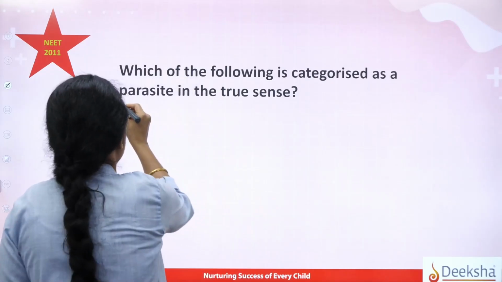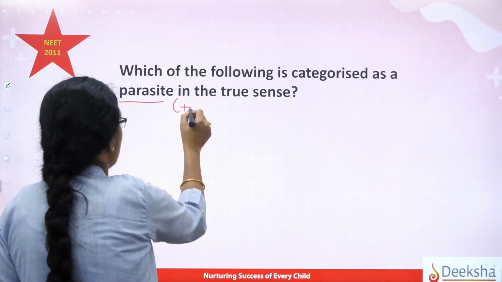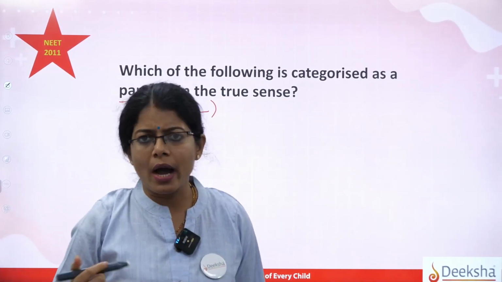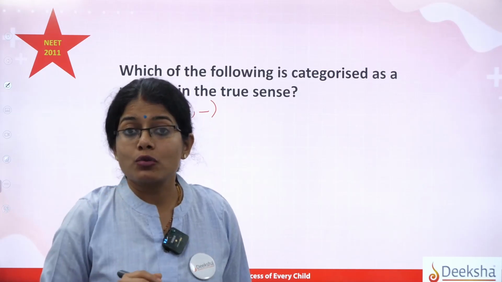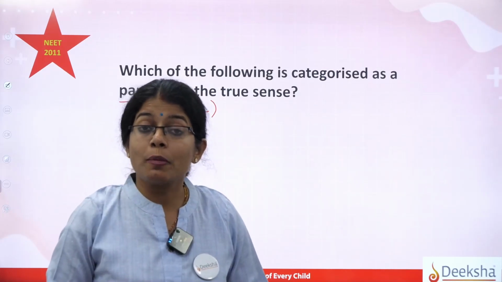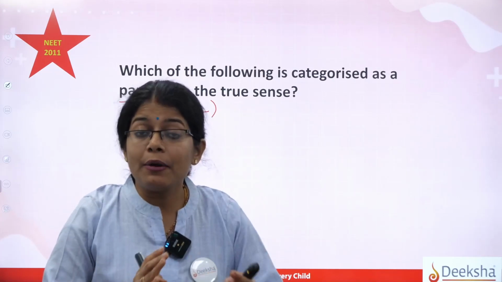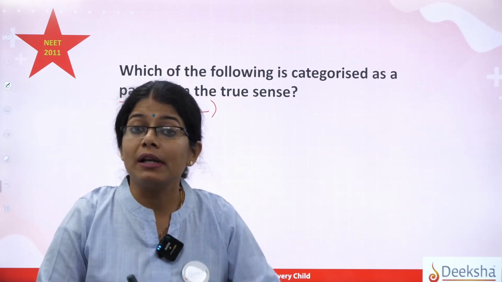As we discussed in the previous slides, parasitism is an interaction of plus and minus. That means one is benefited, another one is harmed. And one thing is very important, students, the association should be obligate. Obligate, meaning compulsory. So then only there will be one benefited, one completely harmed.